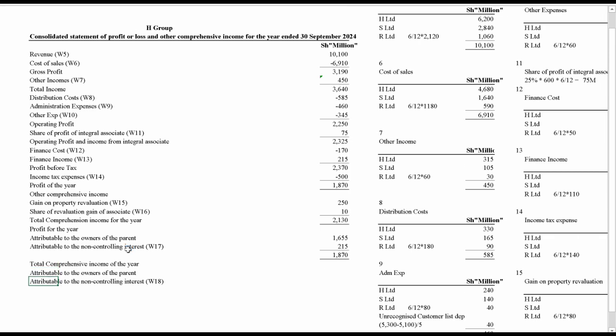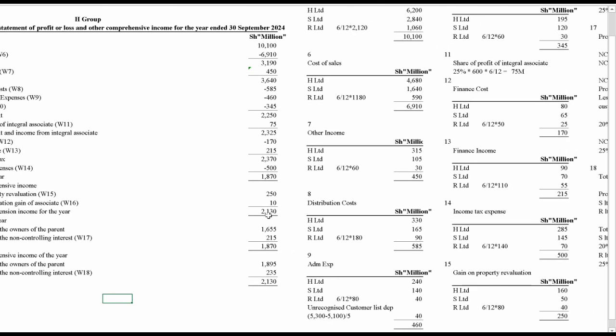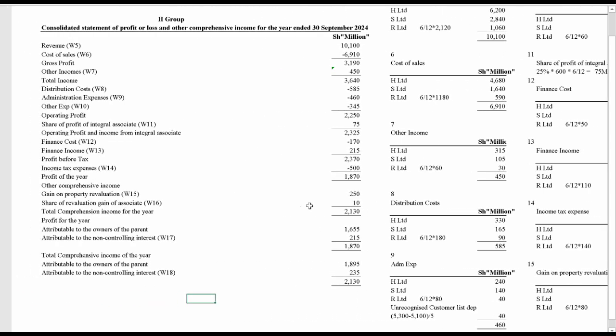So attributable to owners and to NCI, so 235 we less the 21 from 2130 and we get 1895. So that is our total comprehensive income attributable to parent and NCI. So that is what we were supposed to do, to provide the consolidated statement of profit or loss and other comprehensive income for the year ended September 2024. So if you have any question, please leave it at the comments and I'll come by and answer.